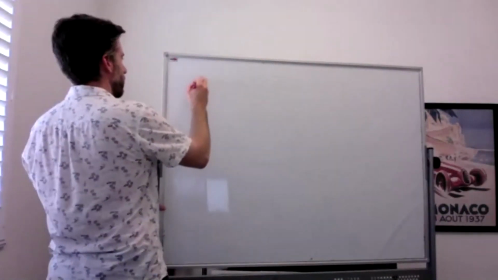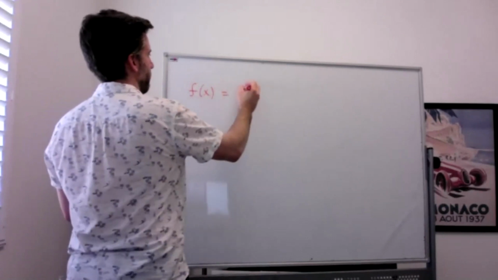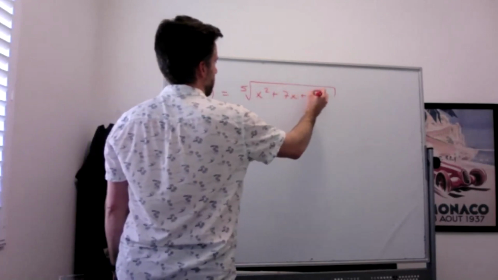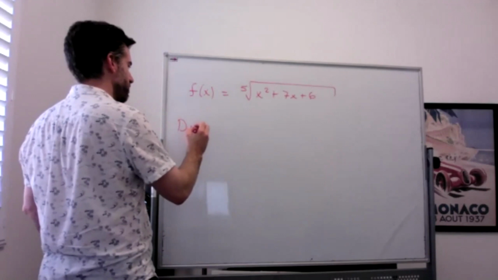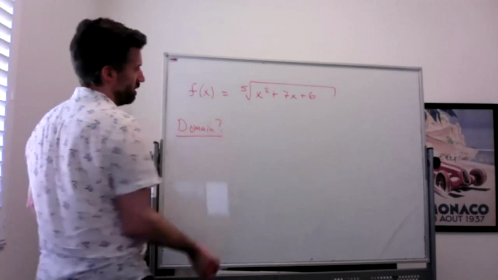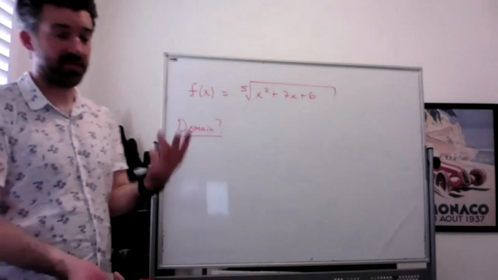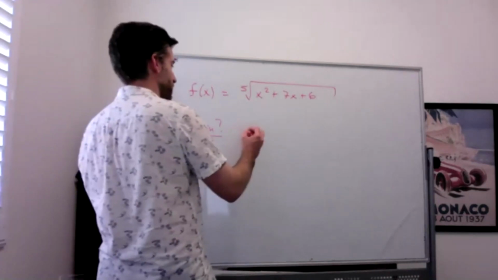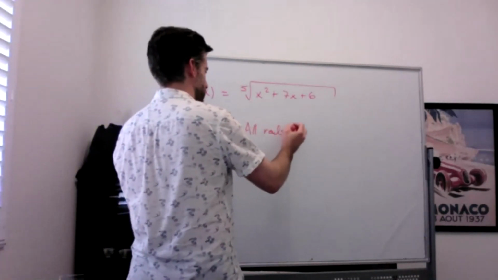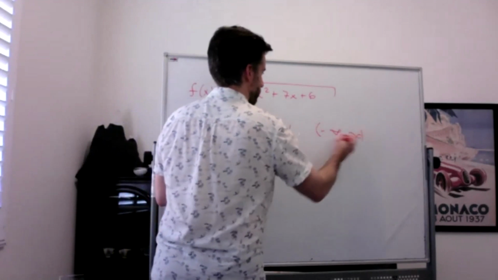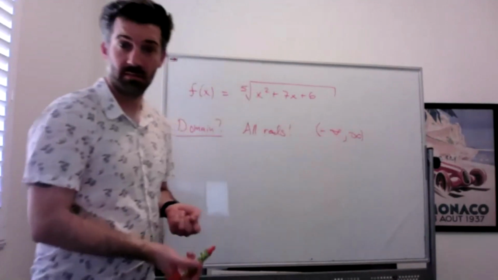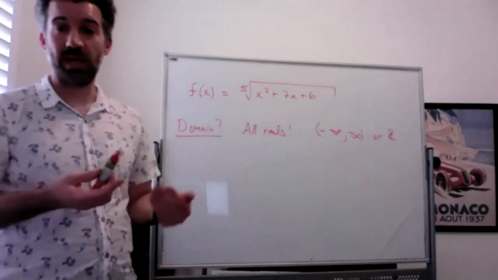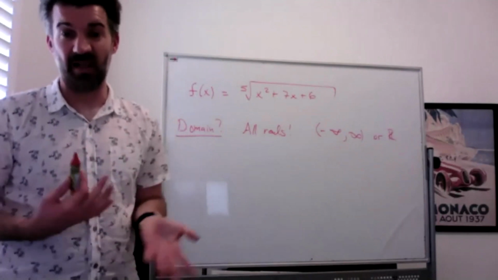So if our function was, say, the 5th root of, doesn't really matter, x squared plus 7x plus 6, and I asked what's the domain, I would say, well, I don't have any of the 3 restrictions. I don't have an even root, I don't have a fraction, I don't have a logarithm. So the domain here is all real numbers. And the reason for that is because we can always take an odd root of a negative number.